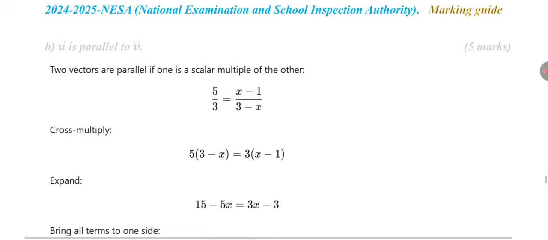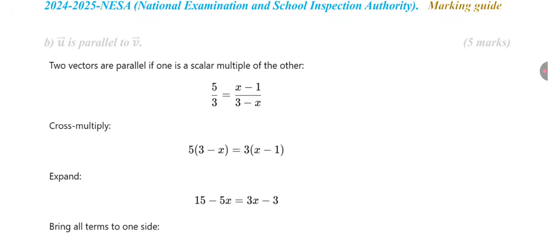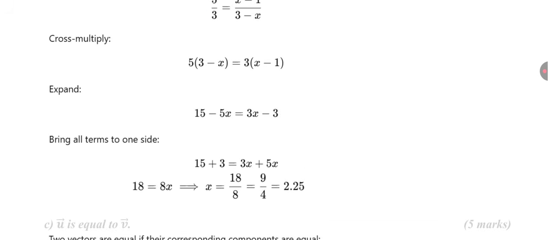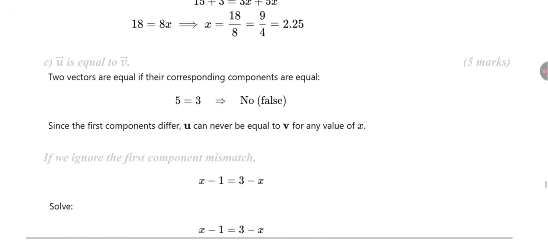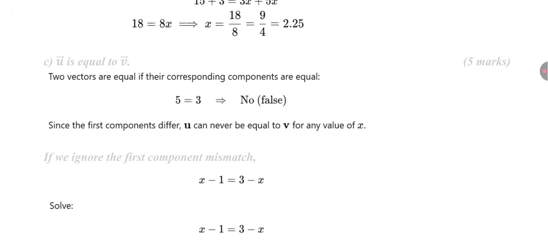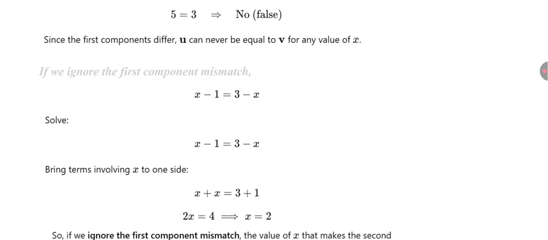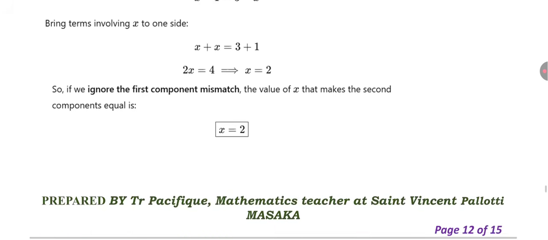And then here there is b, if the u vector is parallel to v, u vector will be equal to v vector, and then you cross multiply, you expand and bring all terms to one side to get the exact answer. And if the u vector is equal to v, then you get no. And if we ignore the first component mismatch, we have to solve that solution.